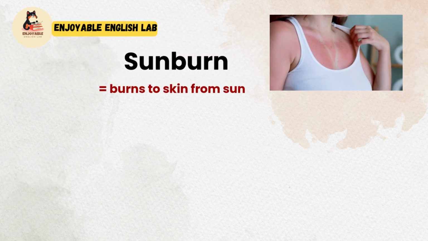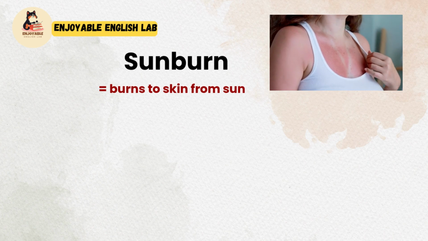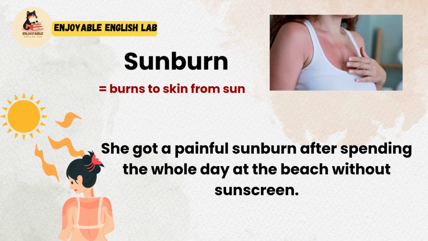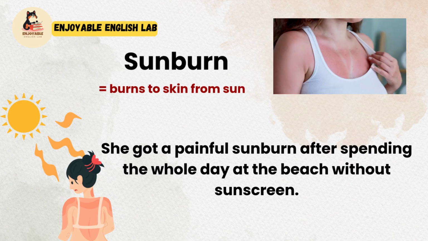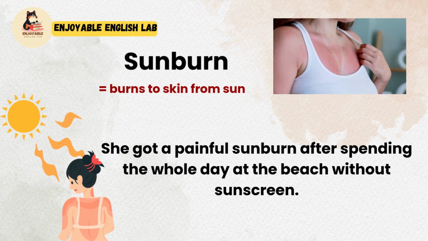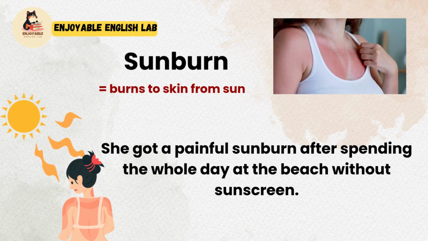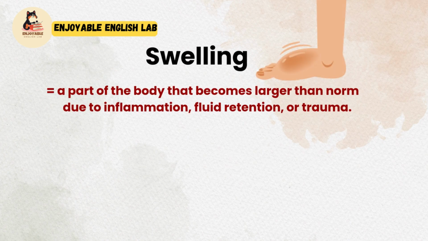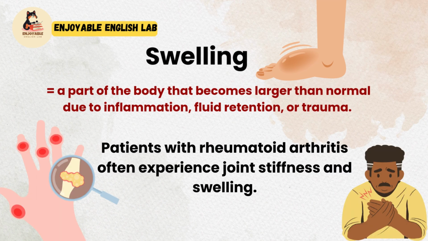Sunburn. Sunburns are skin burns caused by the sun. For example, she got a painful sunburn after spending the whole day at the beach without sunscreen. Swelling. Swelling is a part of the body that becomes larger than normal due to inflammation, fluid retention, or trauma. For example, patients with rheumatoid arthritis often experience joint stiffness and swelling.